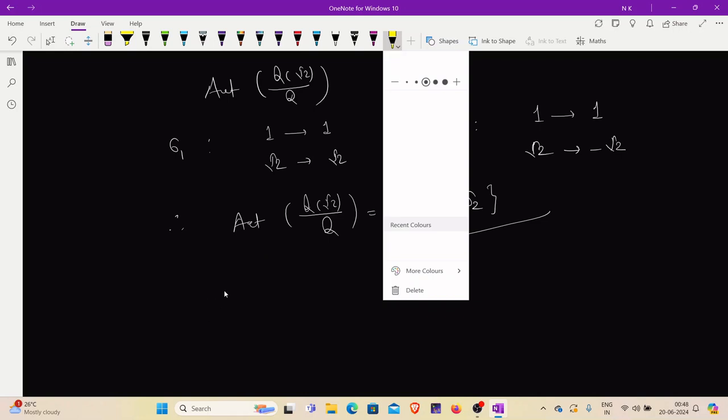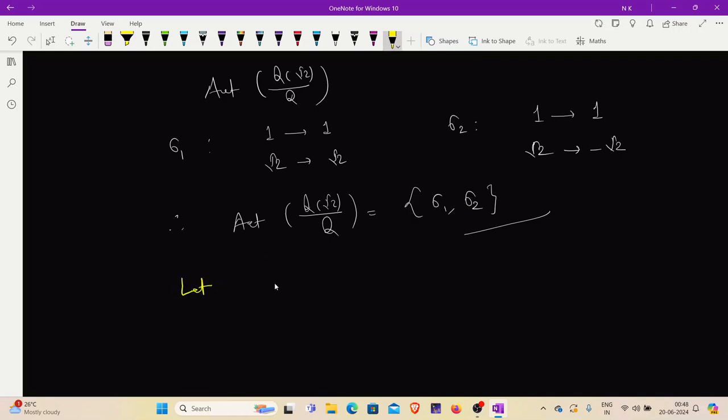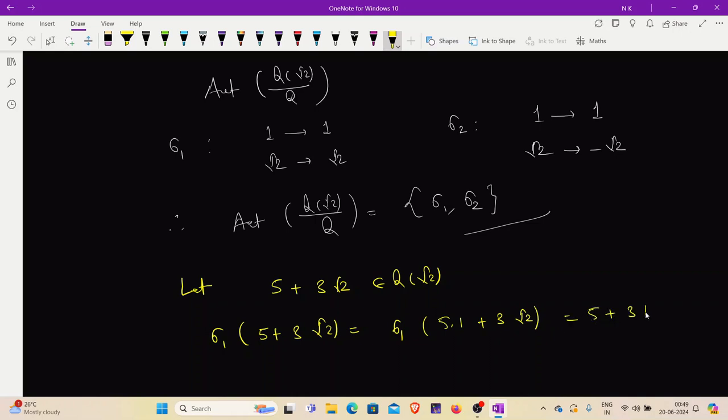So let me suppose I'm taking one element. Let's say 5 plus 3√2 belongs to Q(√2). Suppose this is my element, right? Now if I apply sigma 1 on this element, then sigma 1 of 5 plus 3√2 will be equal to sigma 1 of 5 into 1 plus 3 into √2. So 1 maps to 1 and √2 maps to √2. So its image will be 5 plus 3√2, right?